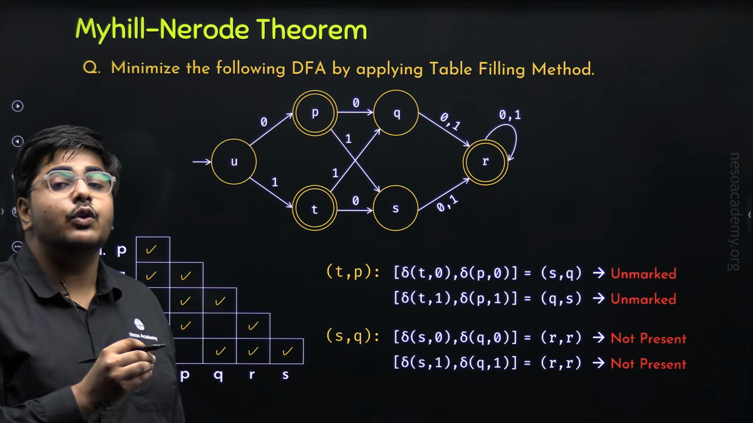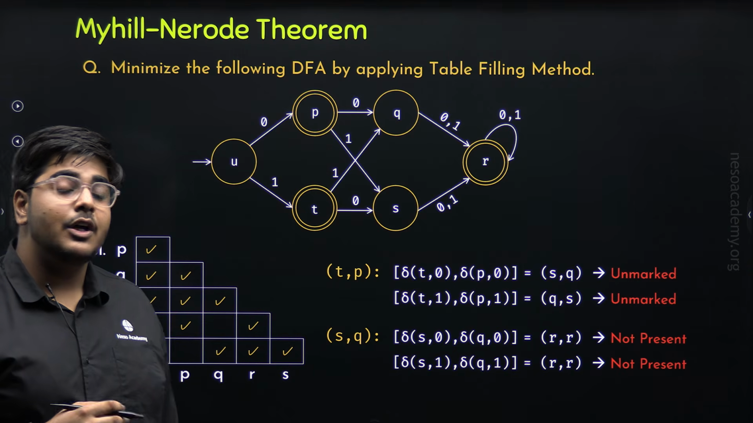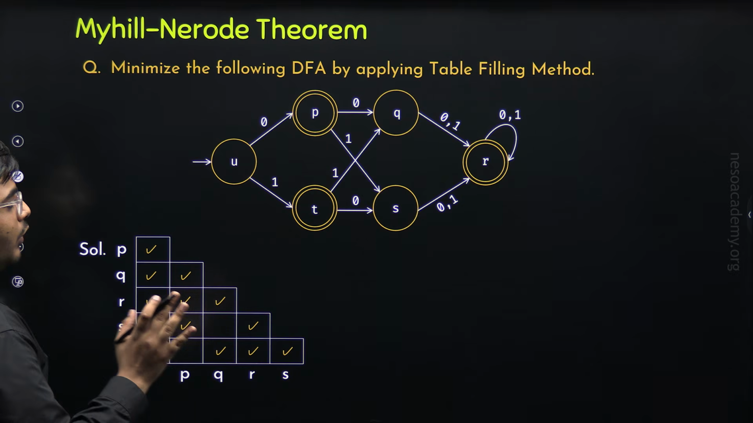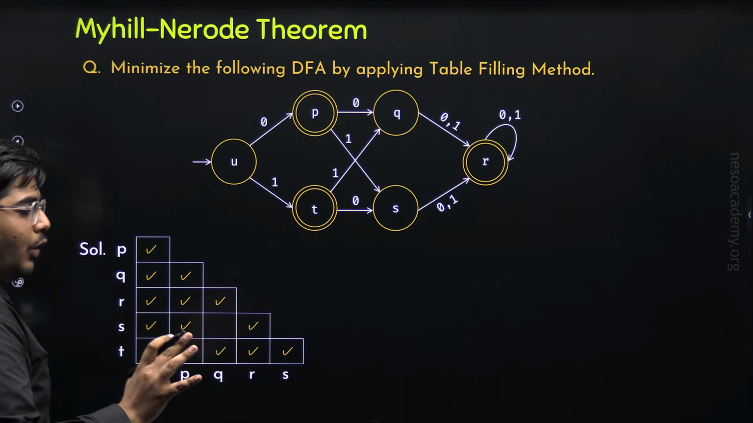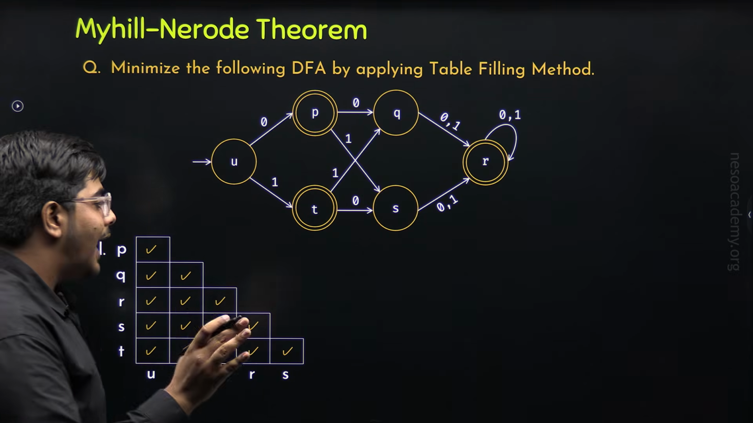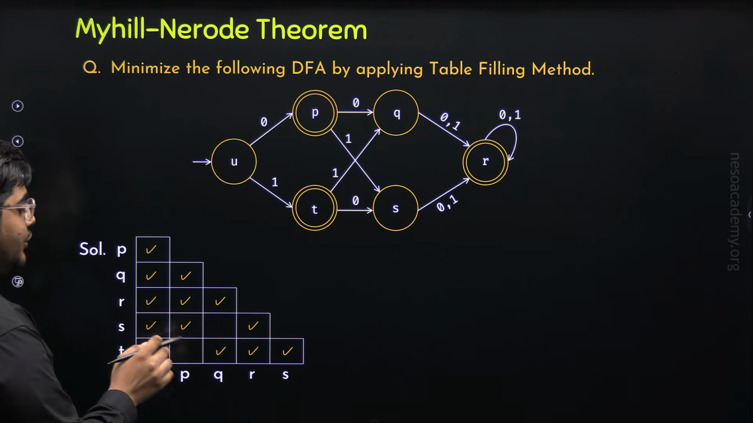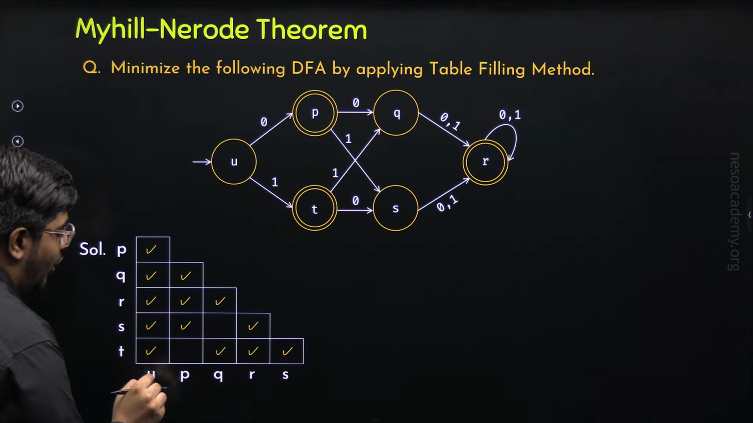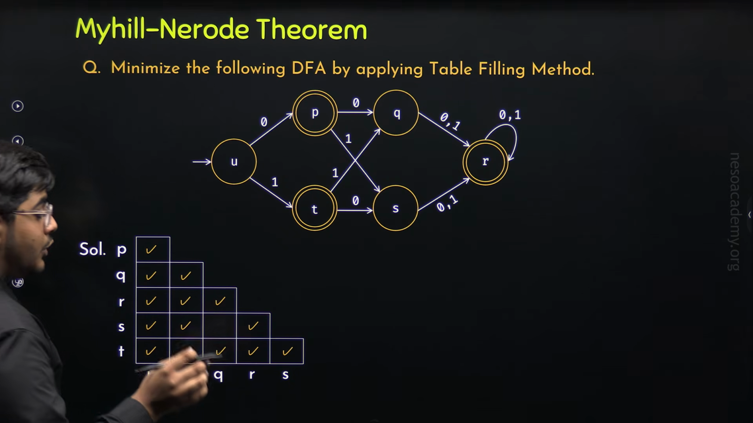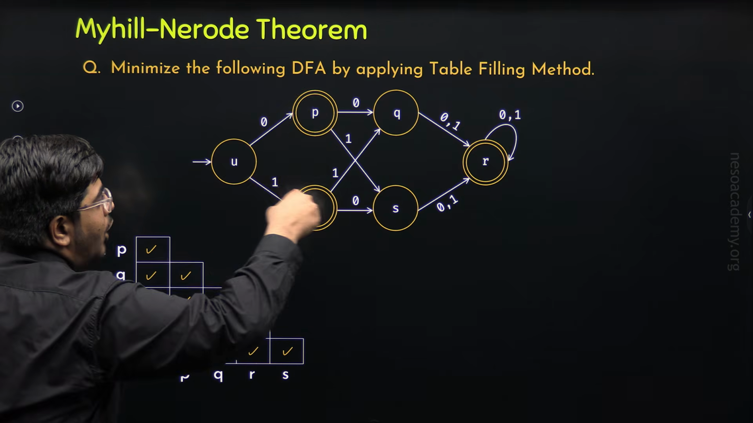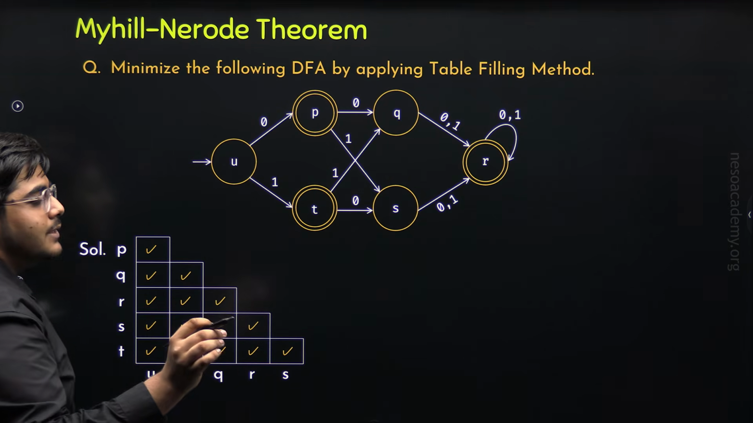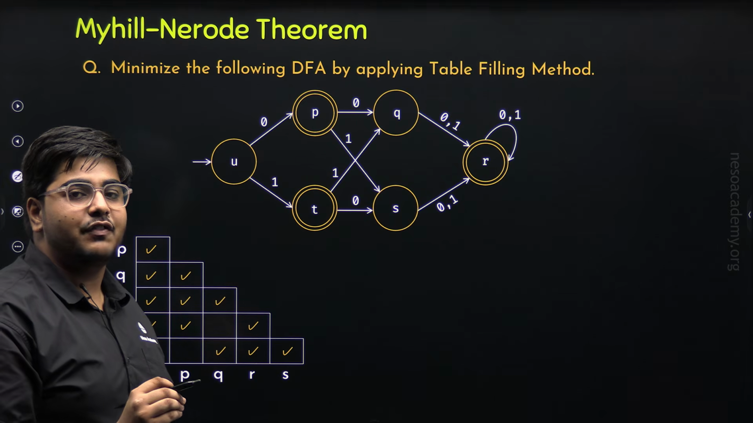Now we can say that no further markings are possible. So this is the final table that we have got after performing all the iterations. Now what is the last step? The last step is to combine the states of the unmarked pairs. There are two unmarked pairs, T, P and S, Q. So we need to combine T, P together and S, Q together so as we can get the minimized DFA.